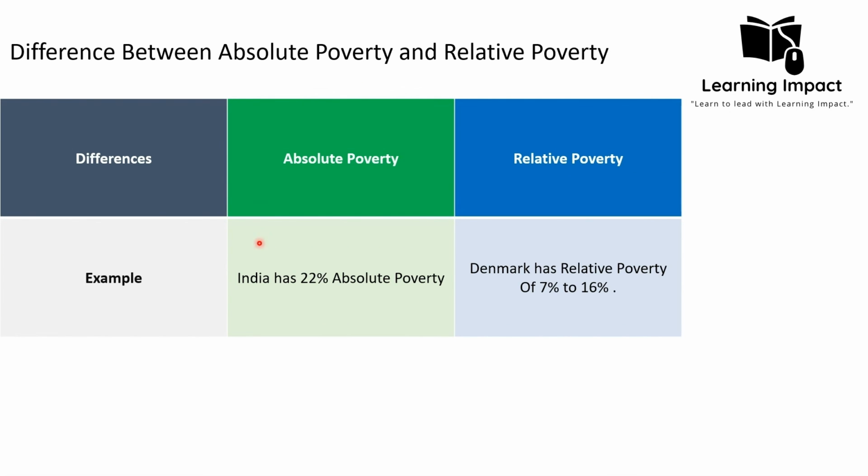Okay, now what is an example of absolute poverty? As we discussed, absolute poverty is more prominent in developing countries. So we'll take the example of India, where there is 22% absolute poverty according to the latest data. And relative poverty, as we discussed, is more prominent in developed countries, as in the case of Denmark. It has a relative poverty of 7% to 16%, according to the latest data. So this was all about absolute and relative poverty and the major differences that exist between them.